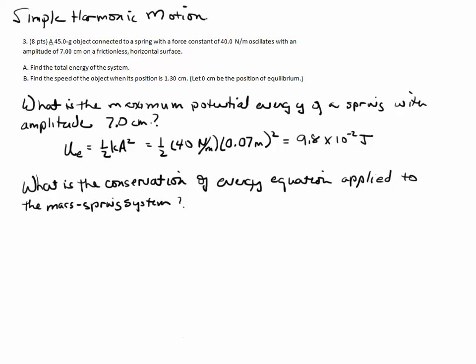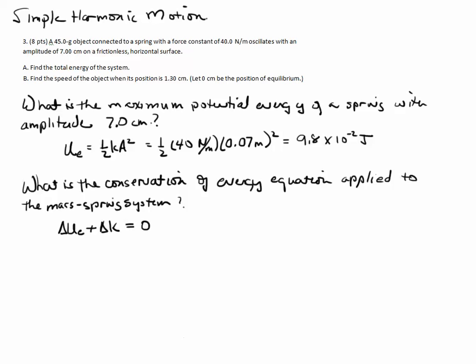What is the conservation of energy equation applied to the mass spring system? Well, since we know the maximum potential energy, that is the total energy, and that is going to remain constant. That means any change in potential energy is offset by a change in kinetic energy. So whatever the changes occur must be 0. And so we have that the change in potential energy plus the change in kinetic energy is equal to 0.